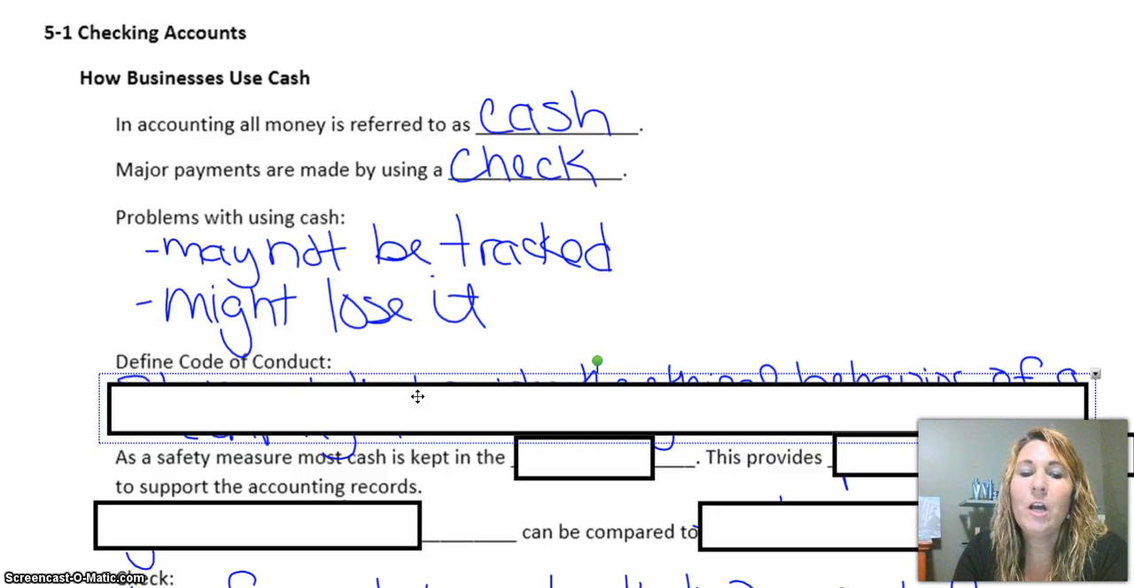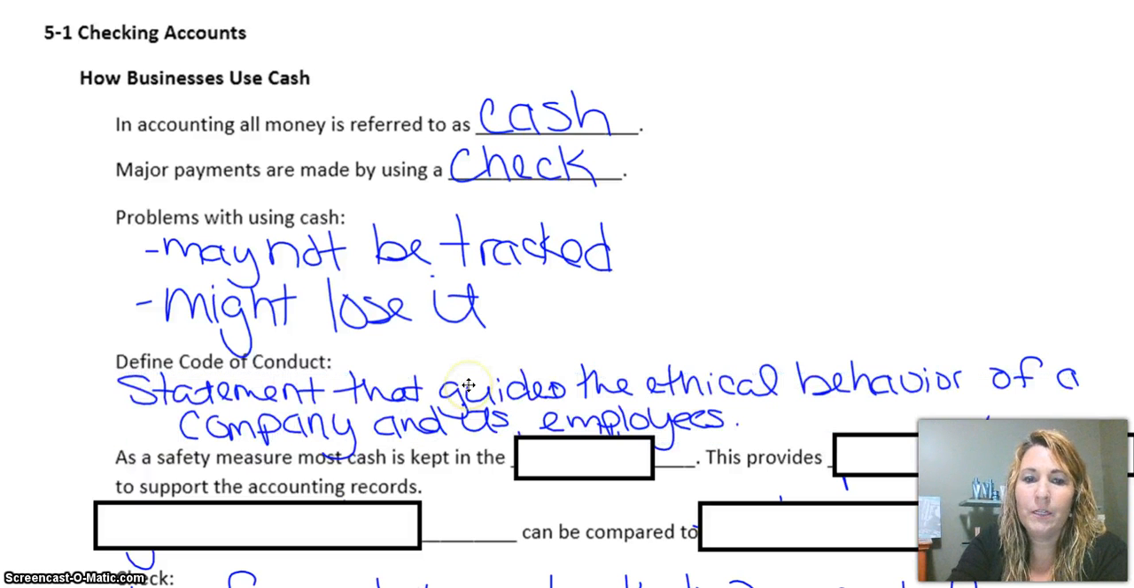So in that section we talked about Merck and their code of conduct. So what is the definition for a code of conduct? A code of conduct is a statement that guides the ethical behavior of a company and its employees.